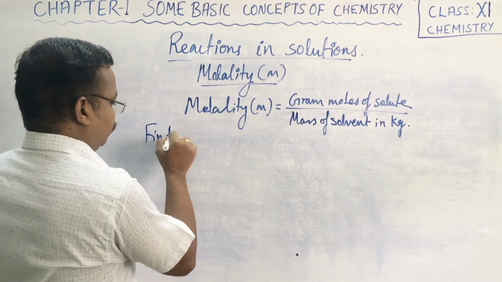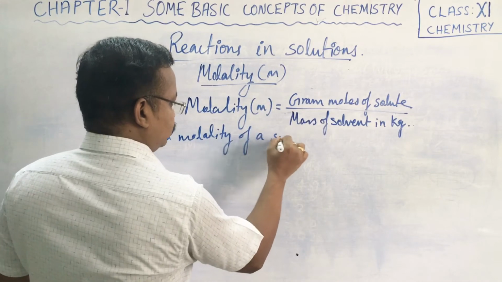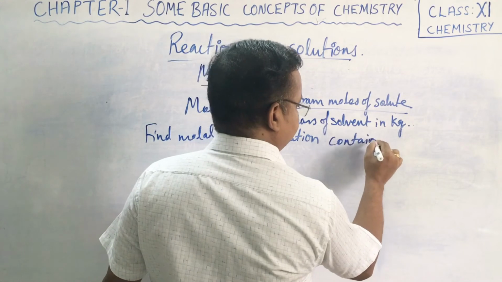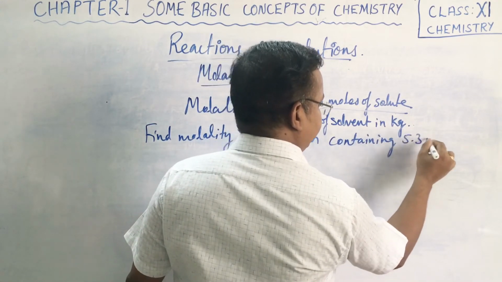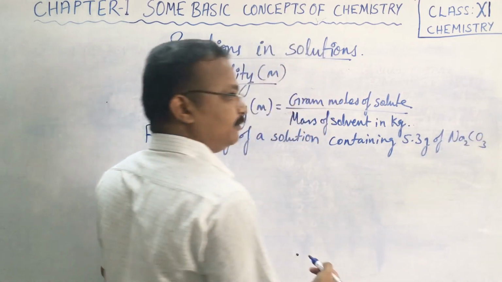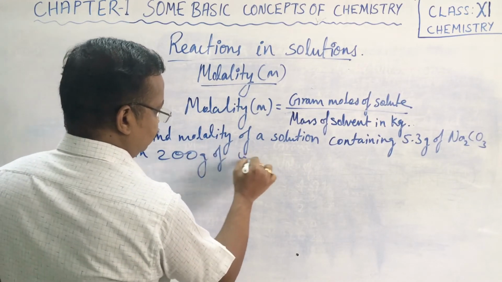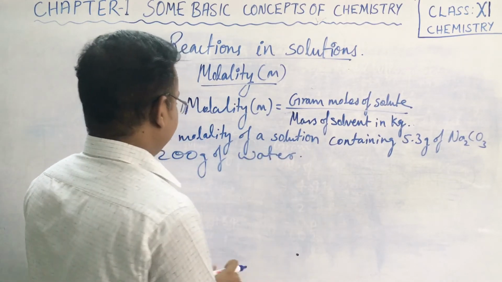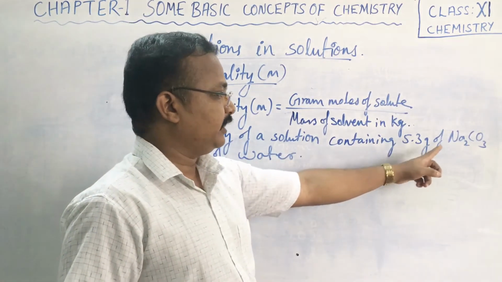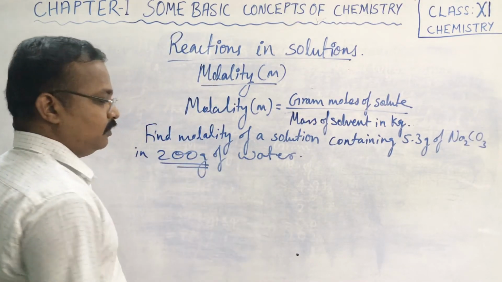Okay, let us do an example. Find the molality of a solution containing 5.3 gram of sodium carbonate, Na2CO3, in 200 gram of water. Children, look here. We have to find the molality of a solution containing 5.3 gram of Na2CO3 in 200 gram of water.